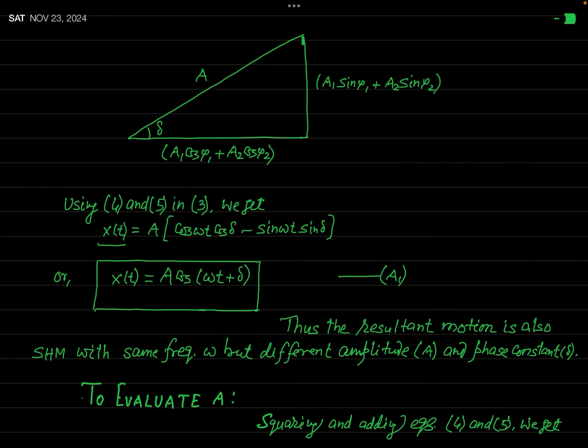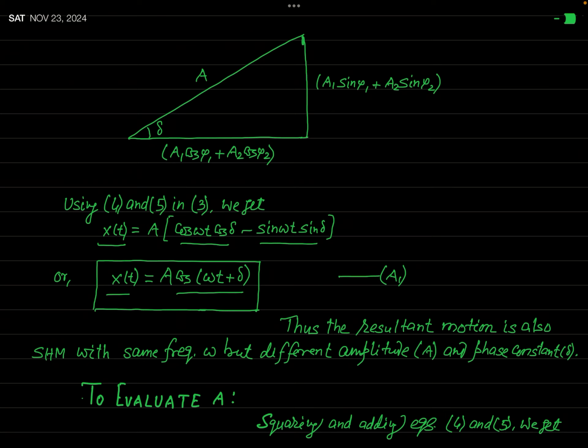Our result will be x of t equal to A times [cos omega t cos delta minus sin omega t sin delta]. Again, from the formula for cos(A plus B), you can write cos(omega t plus delta) instead of the expression inside the square bracket. So the resulting motion is described by the equation x of t equal to A cos(omega t plus delta). You can see the form of this equation.